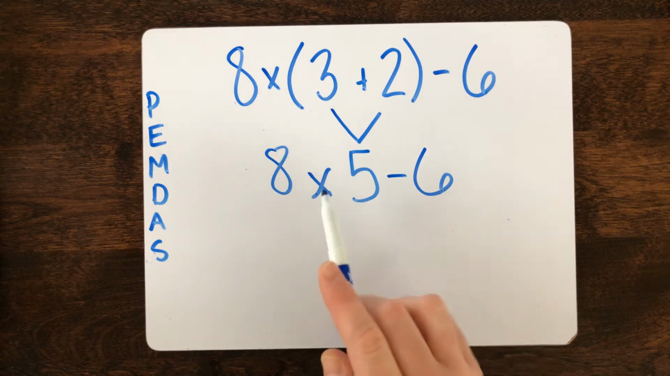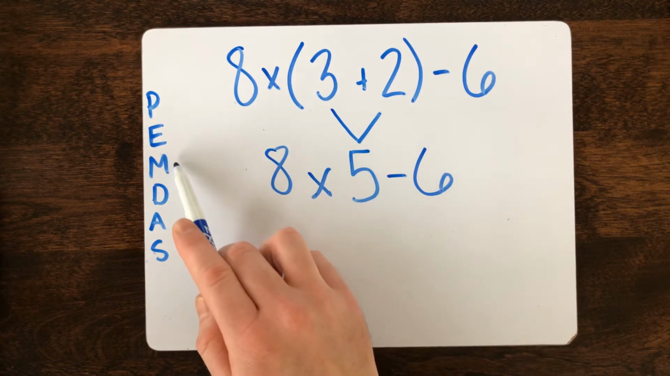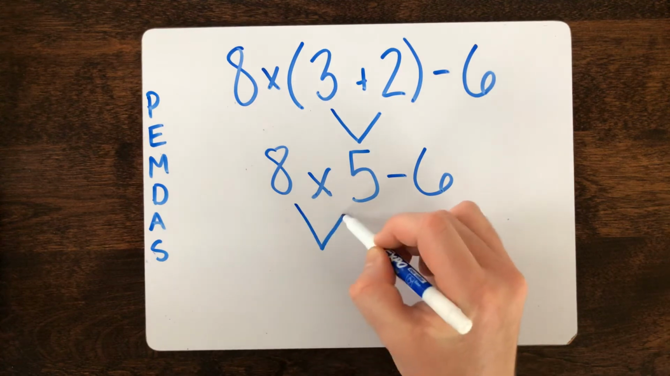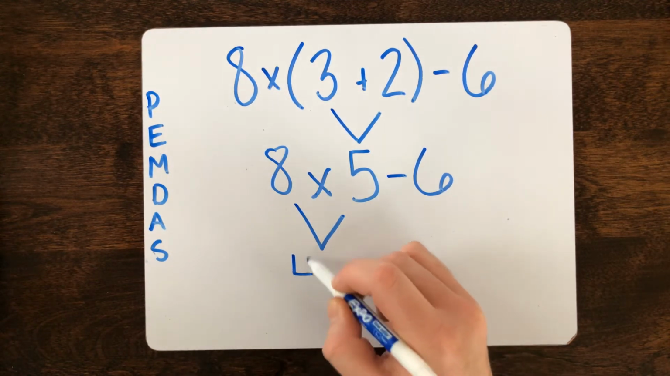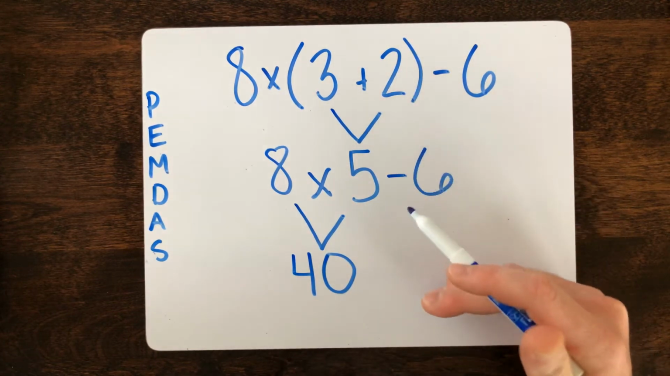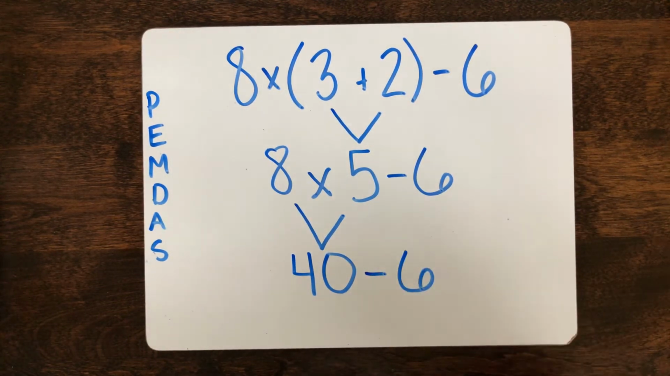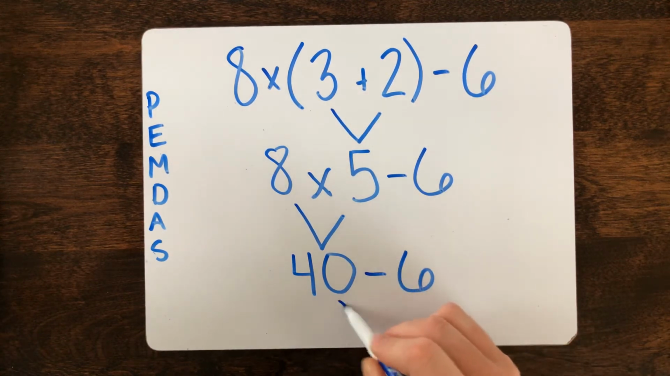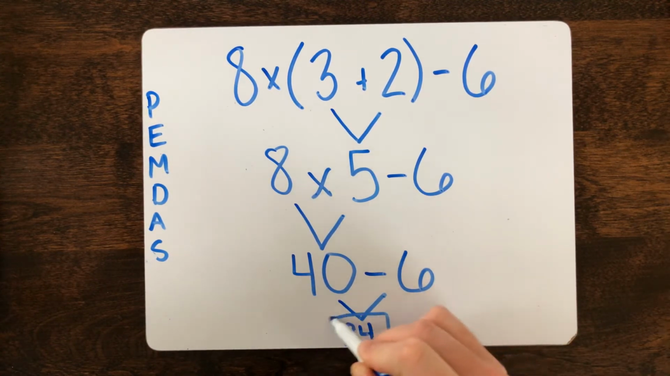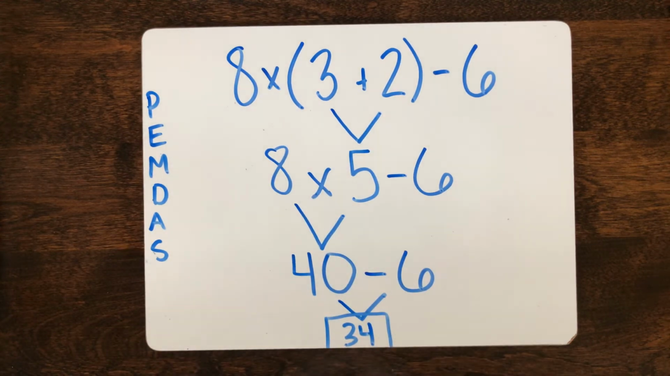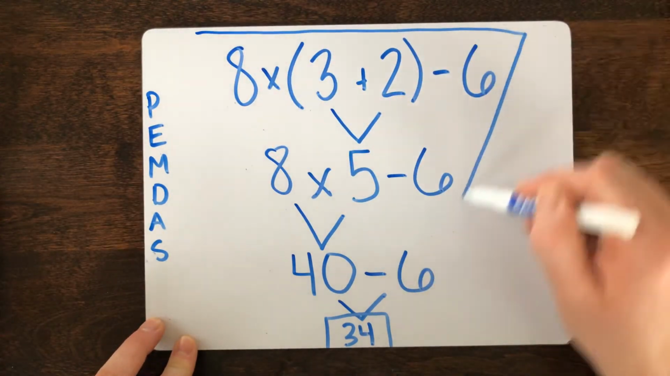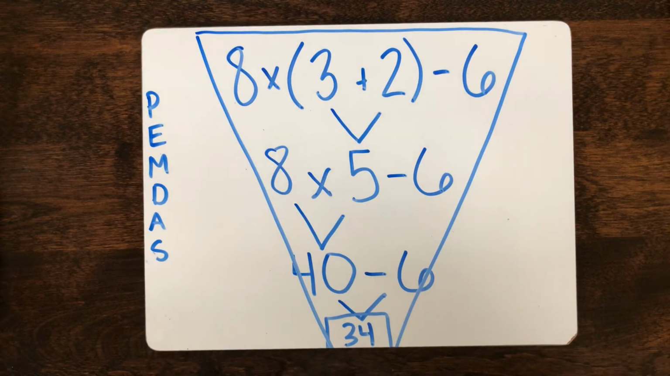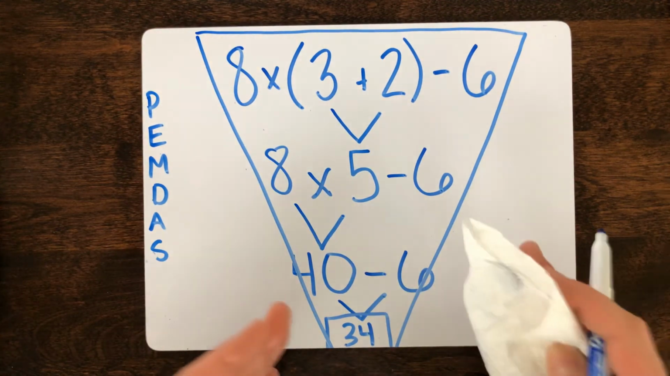All right, so now I look, I have multiplication, I have subtraction. Multiplication comes before subtraction. So I'm going to do 8 times 5 first. All right, and 8 times 5 is 40. And bring down what I haven't done yet, 40 minus 6. So 40 minus 6 is 34. And 34 is our answer. And again, I talked about this yesterday. When you're done your work, it should look like a slice of pizza. All right? Perfect work looks like a slice of pizza.